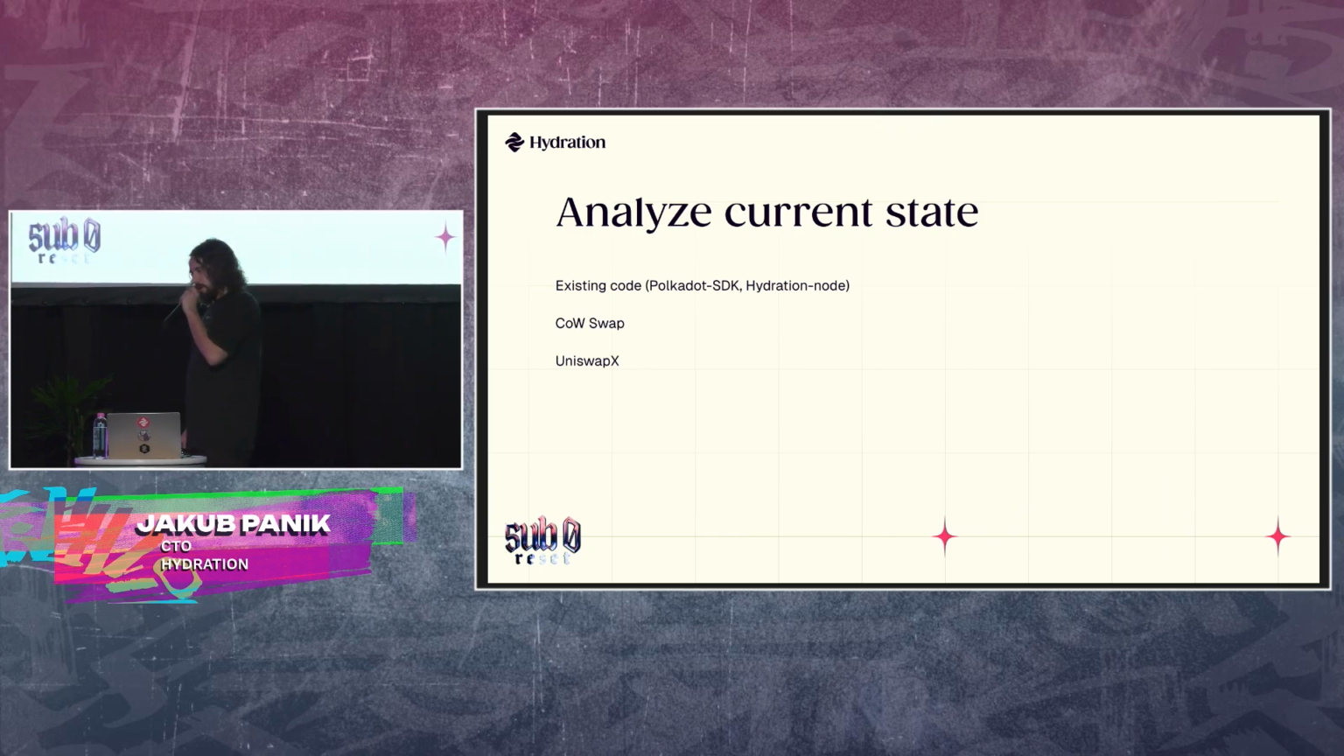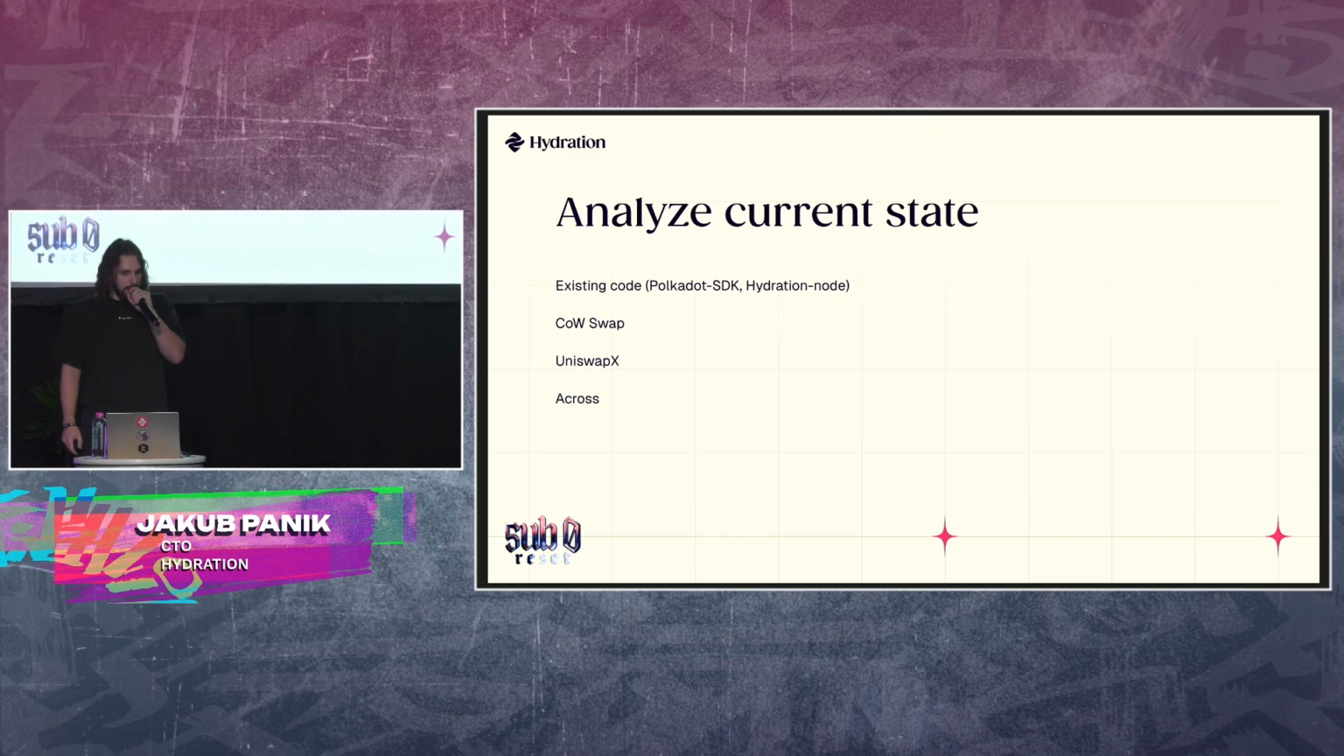Next up, there came two protocols, which are pretty important. One of the first was CoSwap and Uniswap X. And these actually created a way to match transactions off chain and post the solution of this match transaction on chain and settle the transaction afterwards.